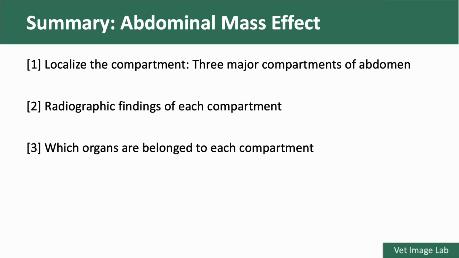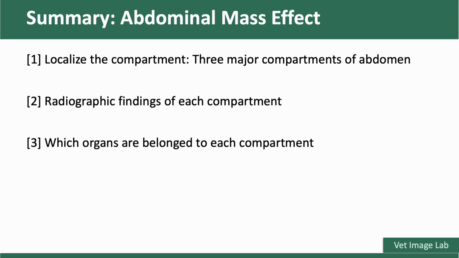Let's summarize. When you suspect a mass in the abdomen, the first step is to identify which compartment is causing the mass effect. Once the compartment is localized, consider which organs are normally found in that region. This compartment-based approach helps you narrow down the origin of the mass and assess its likely characteristics, especially in cases where the mass is too large or poorly defined to visualize clearly. By following this method, you can make a more accurate and structured interpretation of complex abdominal radiographs.